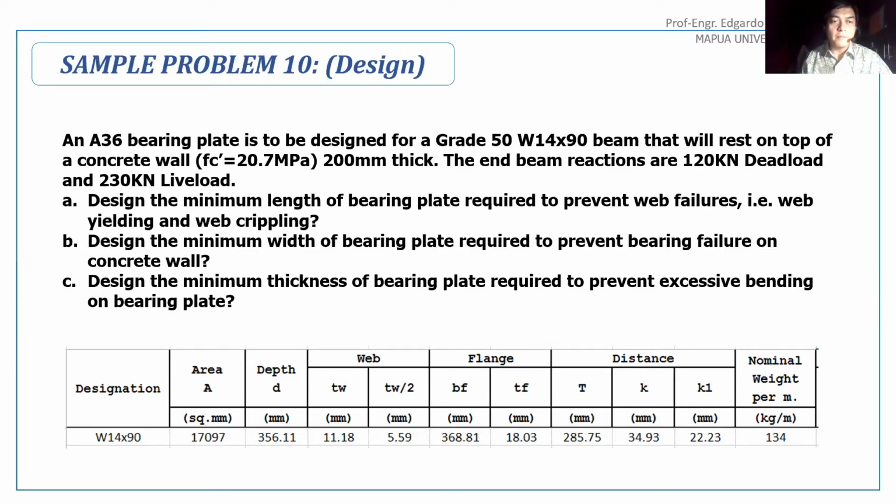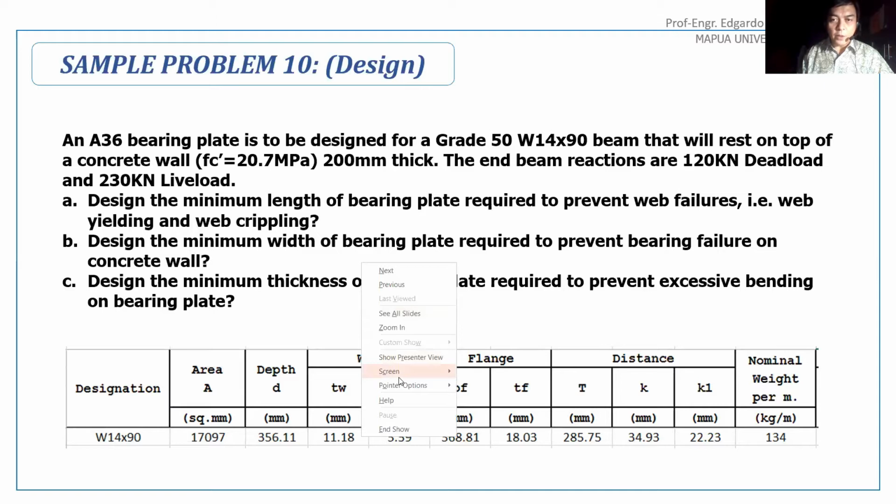Then second, design for the minimum width, which is B, of the beam bearing plate required to prevent bearing failure on the concrete wall. Then last, we're asked to design for the minimum thickness of the bearing plate, which is t, required to prevent excessive bending on the bearing plate.